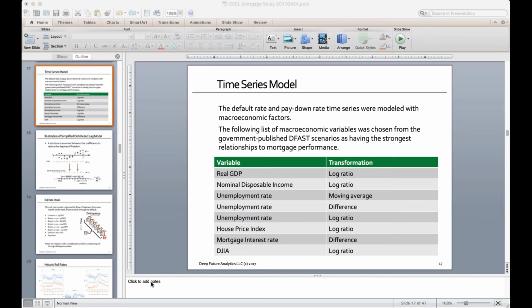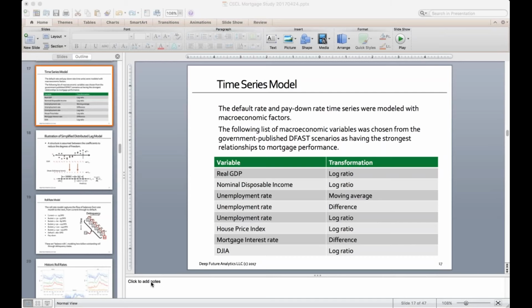So we looked at the economic factors that are available from the Federal Reserve's economic scenarios, the DFAST scenarios that they publish. So GDP, disposable income, unemployment rate, house prices, mortgage interest rate. The Dow Jones is on here. It's not one I like a lot, but it's on here just to be tested for comparison.